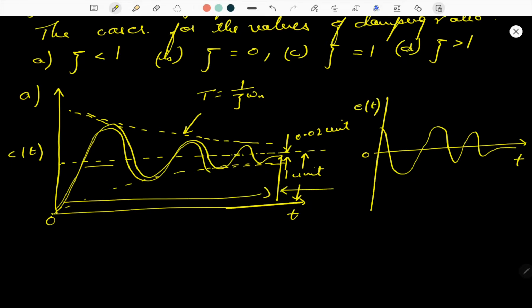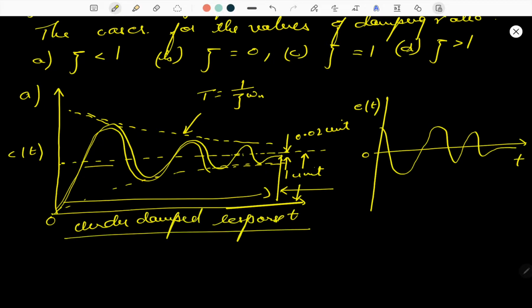So in this condition, for zeta less than 1, the time response presents damped oscillations, and such a response is called the underdamped response. So for zeta less than 1, we have the underdamped response.